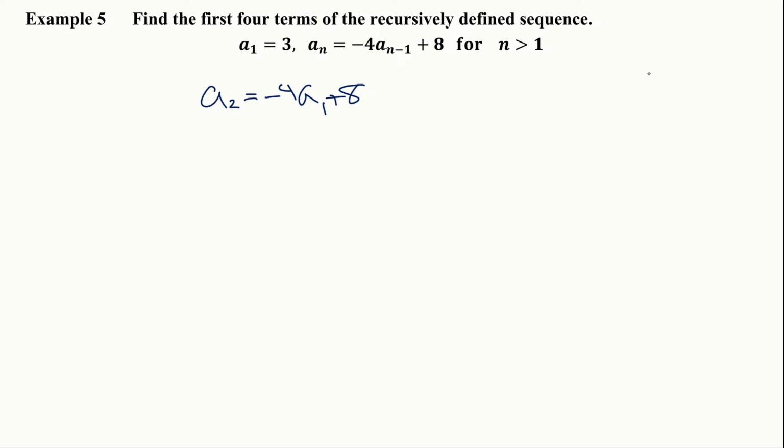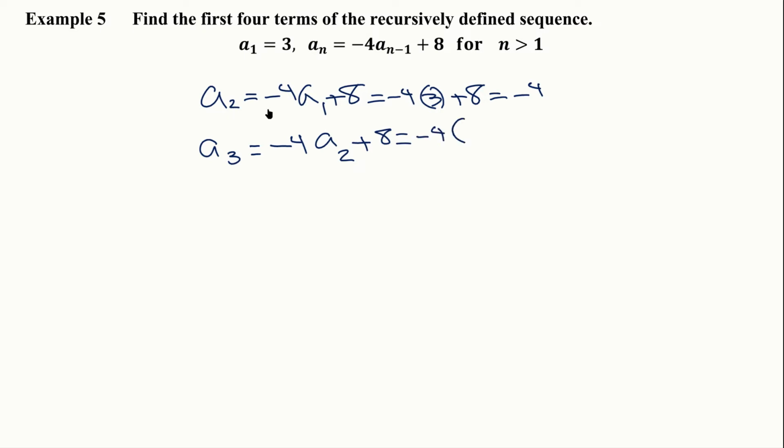So we end up with negative 4 times, what's a1? 3 plus 8. So that's going to be negative 12 plus 8, which is negative 4. Okay, so what is a3 going to be? Well, it's going to be negative 4a. Now we're substituting 3 for n, right? So 3 minus 1 is going to be 2 plus 8, right? So we get negative 4 times a2.